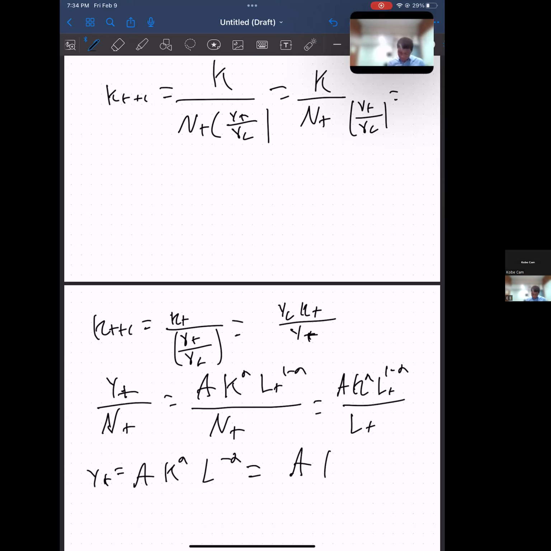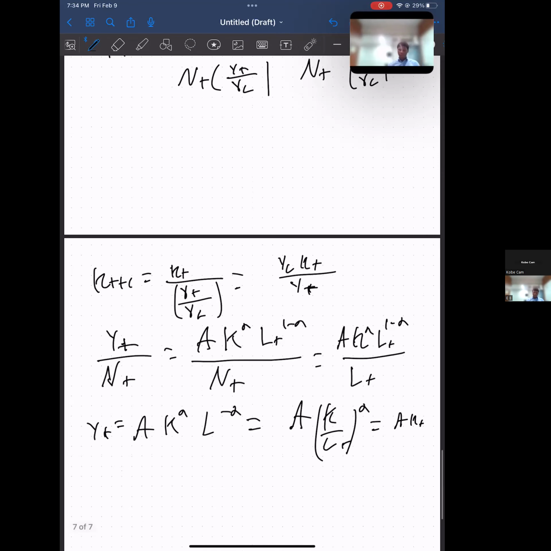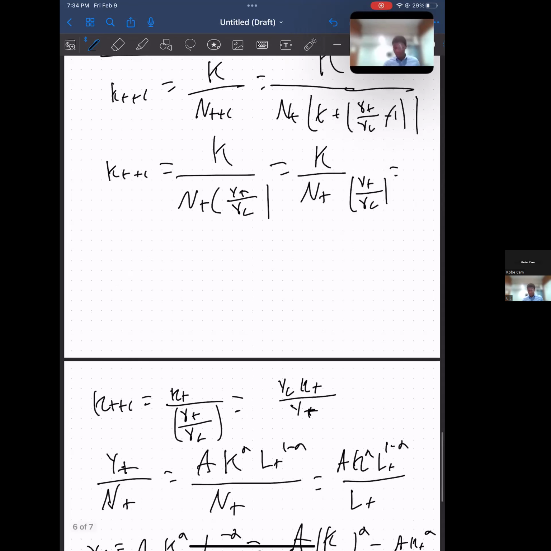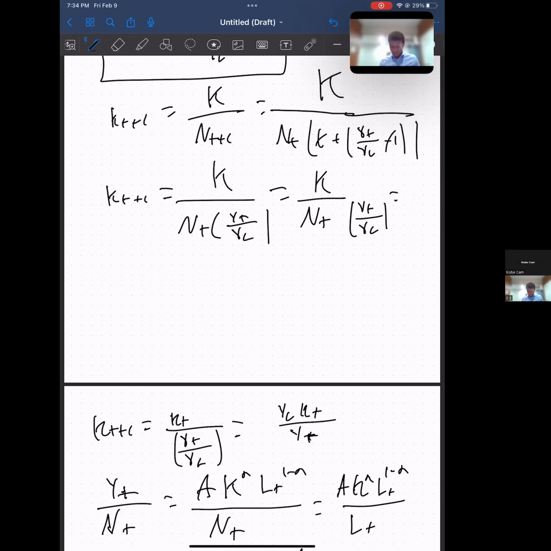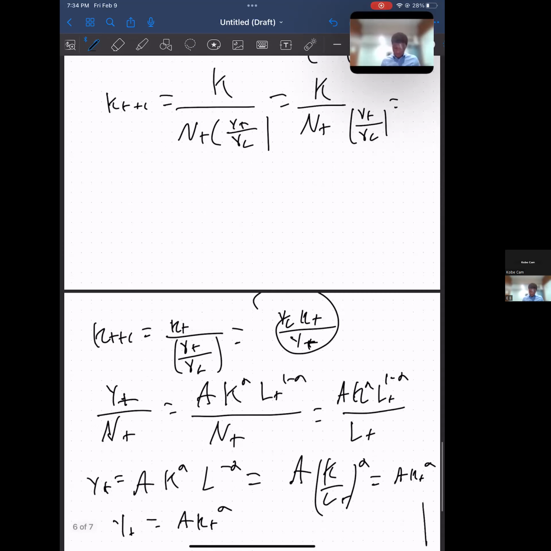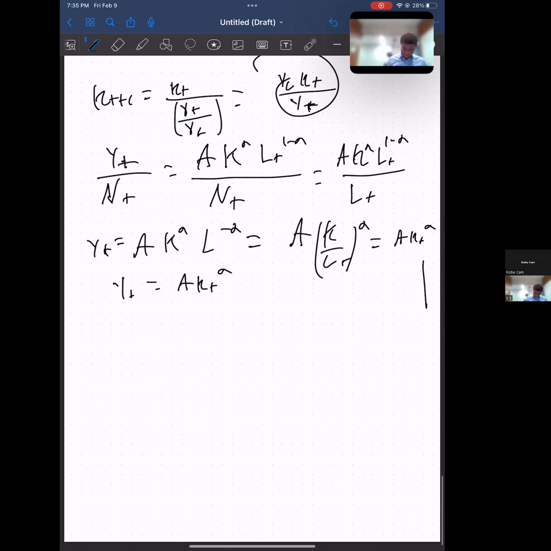It's just A, K divided by L, A, which is just A, k_t. Okay, so now we know that output per capita is just the same thing as A k_t to the a. Okay, so from there, let's plug that in to our equation that we've had right up here. So we have Y_L k_t divided by A k_t^a, right?